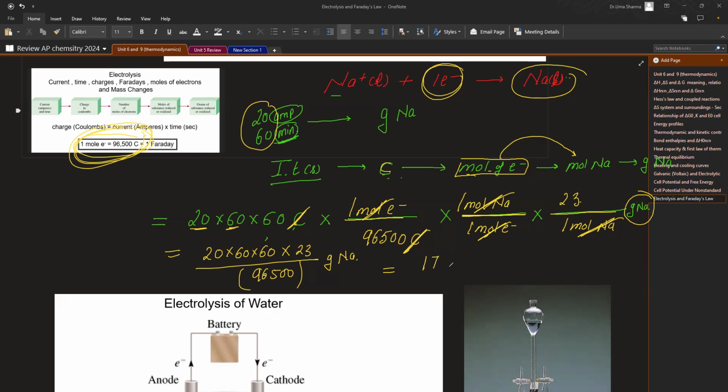$17. Yeah, if I want to put this in significant figures, 1 sig, then it is 20 grams. Okay, good. So I'm going to clear this.